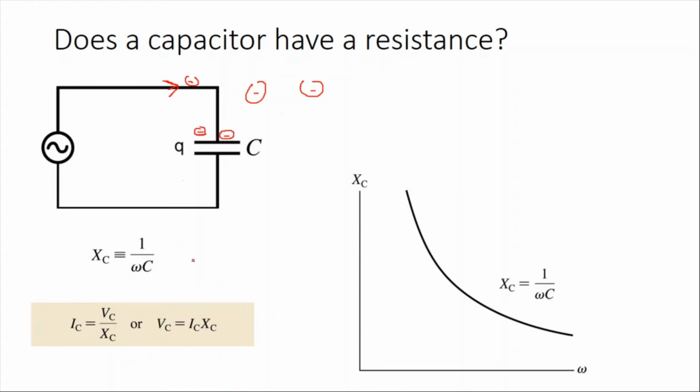This resistance is formulated as 1 over WC. It is 1 over 2 pi FC. And Ohm's law is valid here also. The current is equal to V over R, and this is the resistance of the capacitor, and we call it capacitive reactance. So here is the Ohm's law for the capacitor in an alternating current circuit.